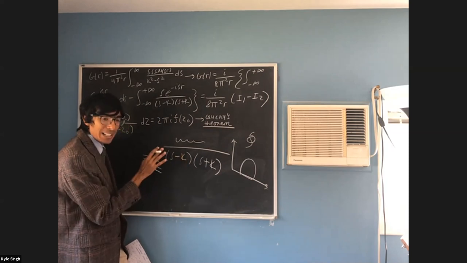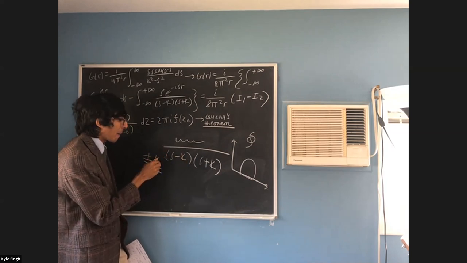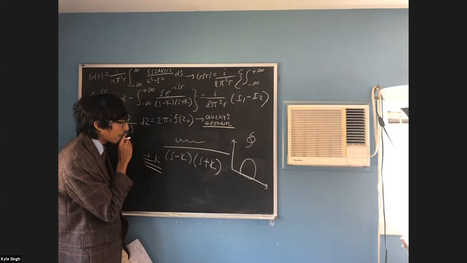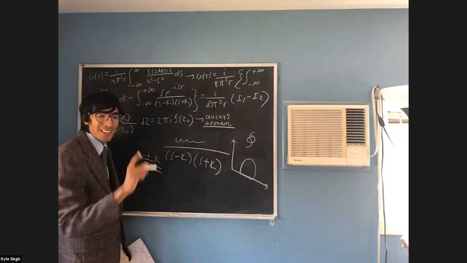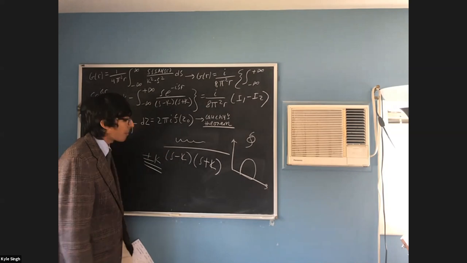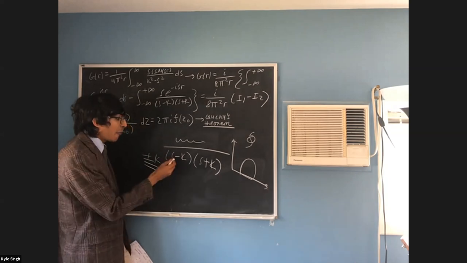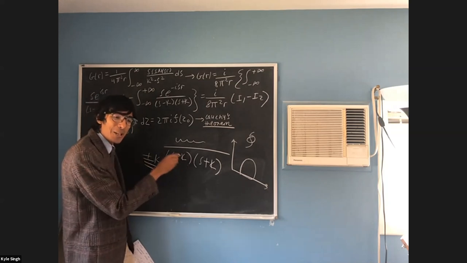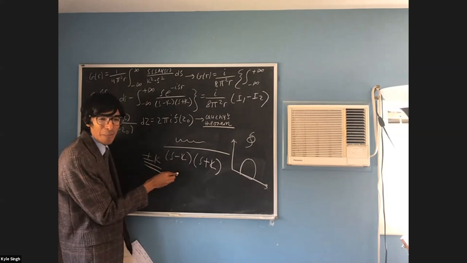Okay, let's break that down. If this is equal to plus K, wait, let's think about this for a second. Hold on, I have a value for S. Oh, okay, let me be more precise. Sorry, that doesn't make a lot of sense. If K equals S, how about that? If K equals S, then we have a problem in the denominator, right?